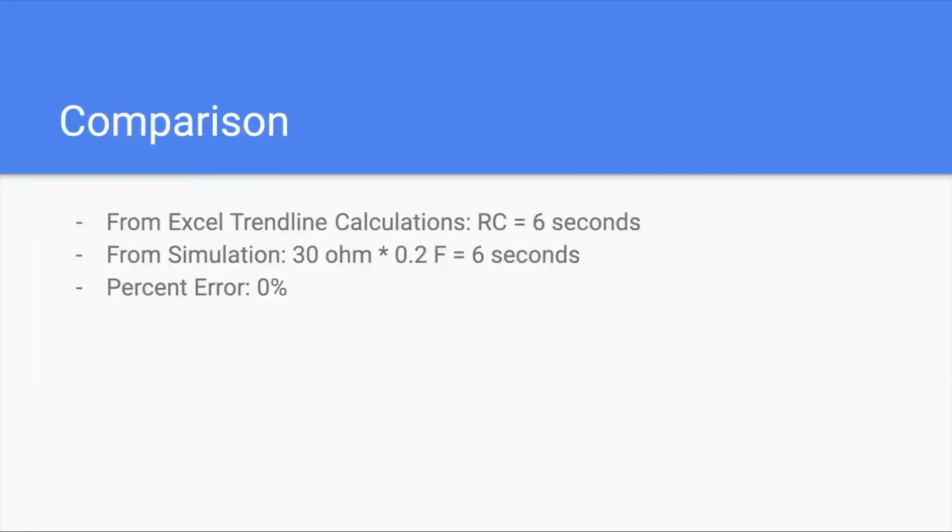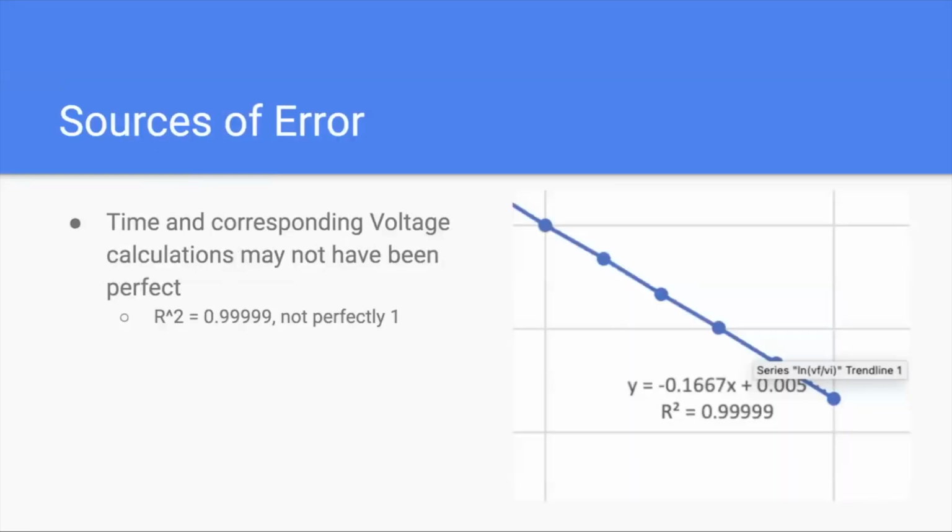And from the Excel trend line calculations, RC was 6 seconds, and from the simulation, 30 ohms times 0.2 farads is also 6 seconds. So the percent error between the simulation and the experimental value was 0. Some sources of error were that the time and corresponding voltage calculations may not have been perfect, and this can be shown by our R squared value for the line, which showed 0.99999, which was not perfectly 1.